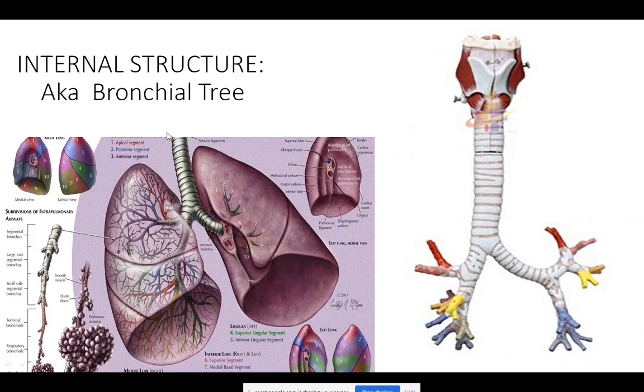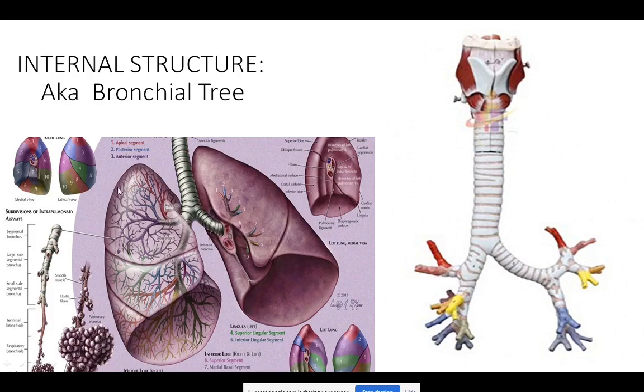Internal structures of the lung, also known as a bronchial tree. A trachea together with the primary bronchus on each side, then a secondary bronchus, then subsequently a segmental bronchus, and the bronchioles, respiratory bronchioles and alveoli. This is the internal structure of a lung, also known as a bronchial tree.